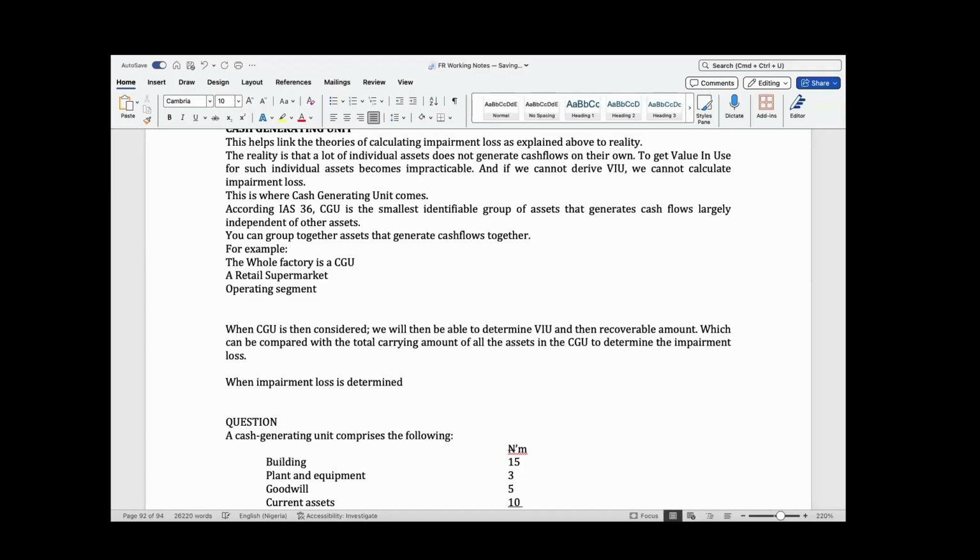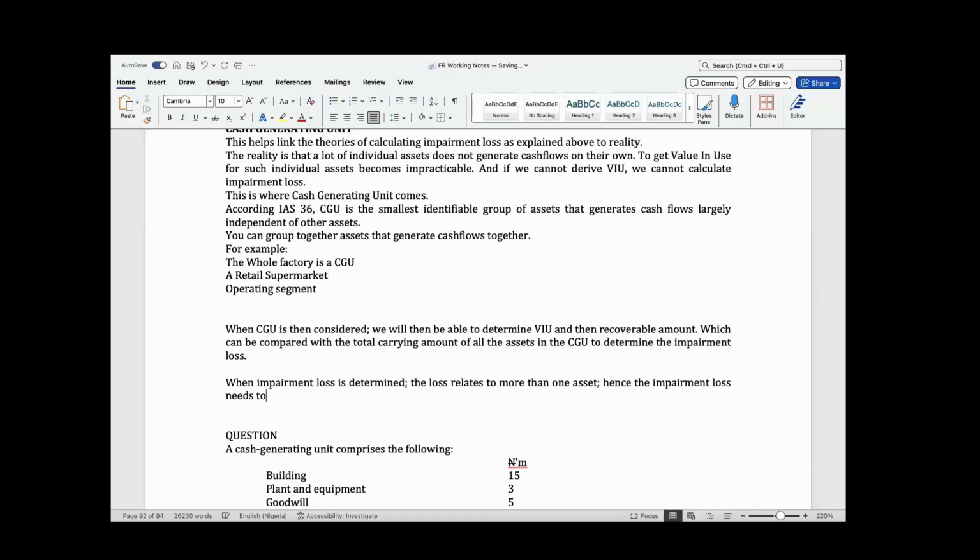When impairment loss is determined, the loss relates to more than one asset. So you know that the double entry is debit P&L, credit asset. So which asset now? Since it relates to more than one asset, the impairment loss needs to be shared or allocated to the individual assets in the CGU. We need to share it.